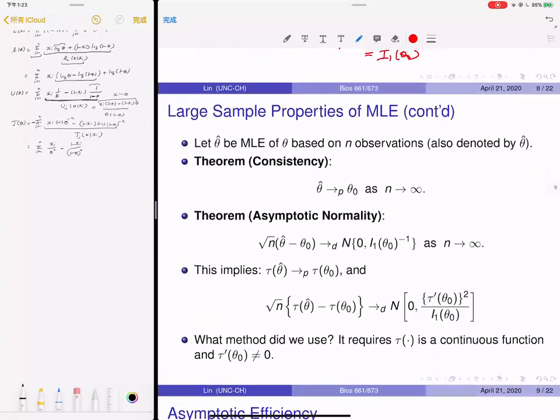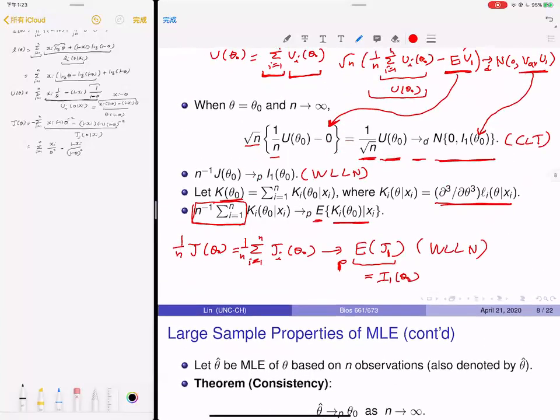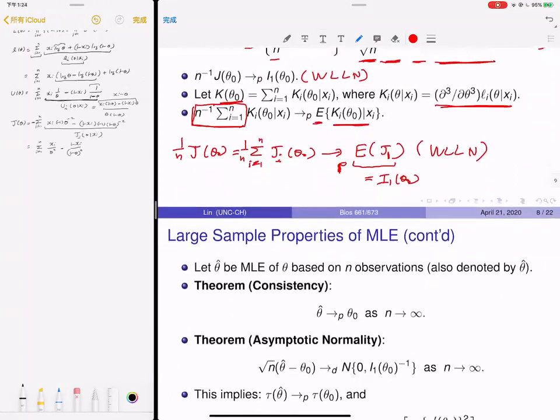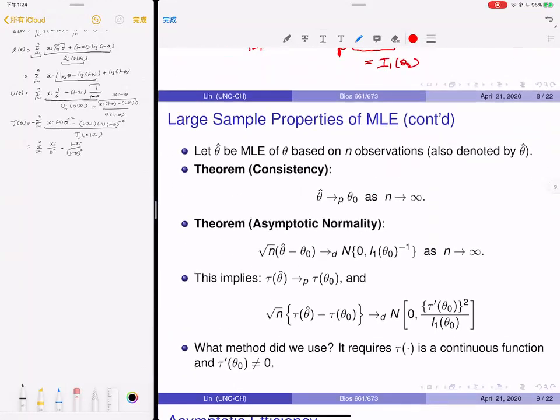Okay, good. So far so good up to this stage. Any questions at all? If not, then I'm going to move on to the formal large sample property of the MLE.